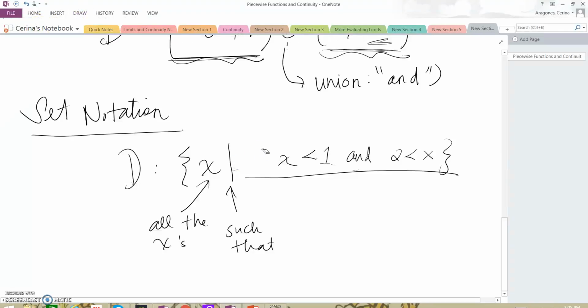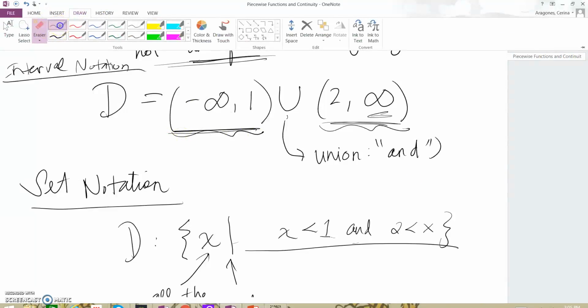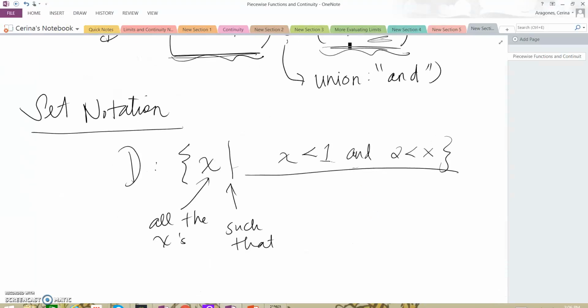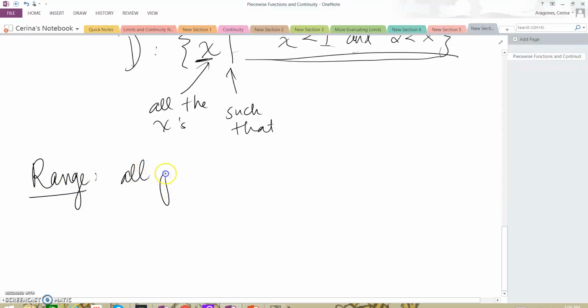to negative infinity. Okay? So two ways: interval notation, where you're telling me which intervals I belong to, or set notation, where you're telling me which x's apply to my domain. Okay? Range are all possible outputs of my function. So domain's all my possible inputs, range are all my possible outputs.